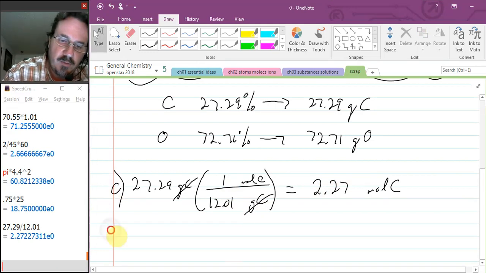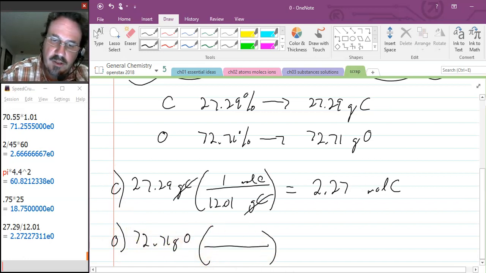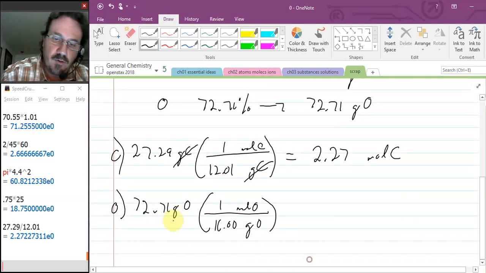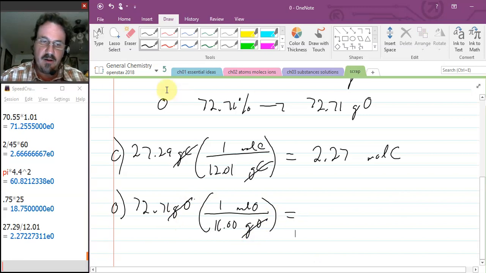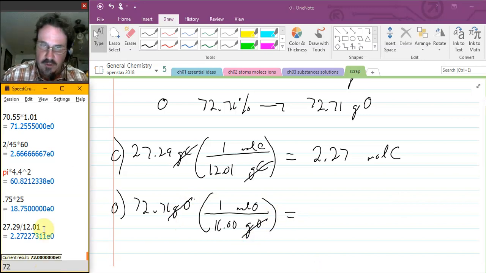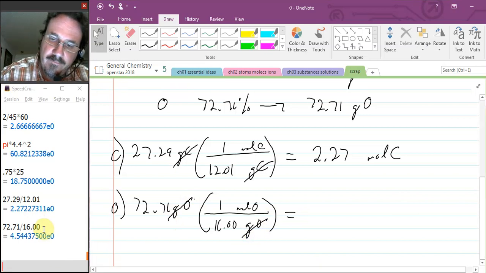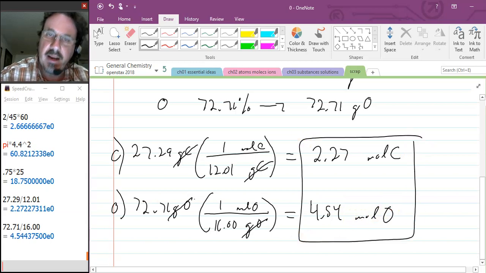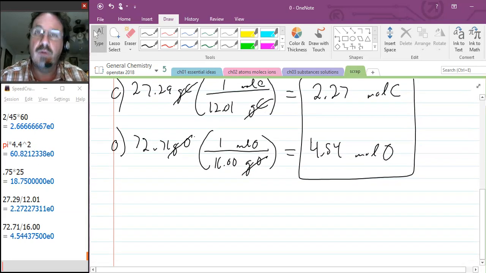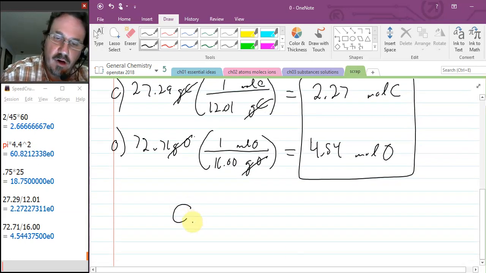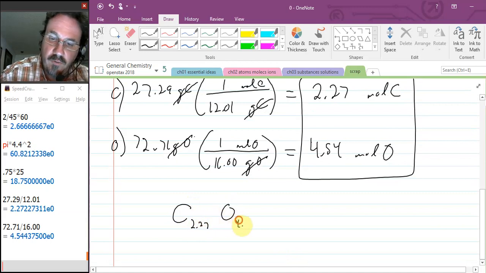That was for carbon. Let's do the same thing for oxygen here. Oxygen, I have 72.71 grams of oxygen. Let's convert that to moles. So grams of oxygen, moles of oxygen. 1 mole weighs 16.00 grams. Where do I get that again? Off the periodic table. Grams of oxygen cancels. Go over to my calculator and let's figure out what that is here. 72.71 divided by 16.00. So that's 4.54 moles of oxygen. So here I've converted it now to counting of atoms. I've converted it to moles. And so my formula is, I guess, carbon 2.27, oxygen 4.54.